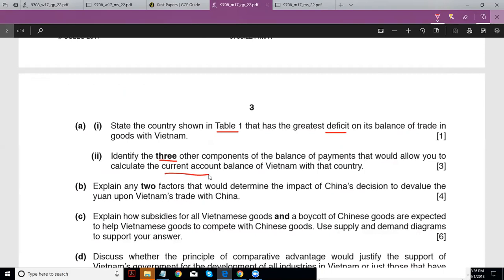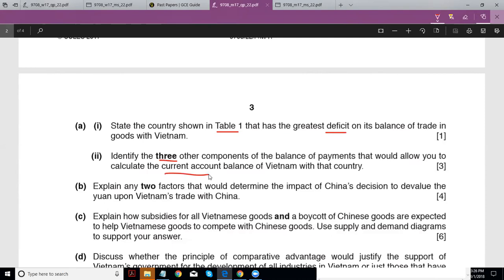So there are three accounts of the balance of payments. That's the current account, the capital account, and the financial account. A lot of economists just put the capital account and the financial account into one, in case you guys had been searching online, sometimes it is written like that.